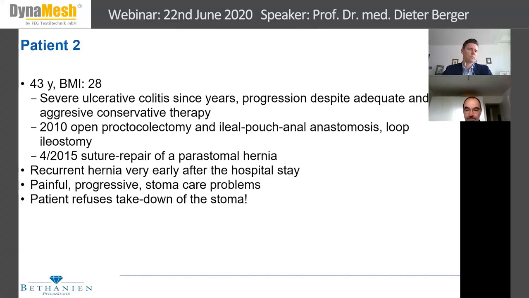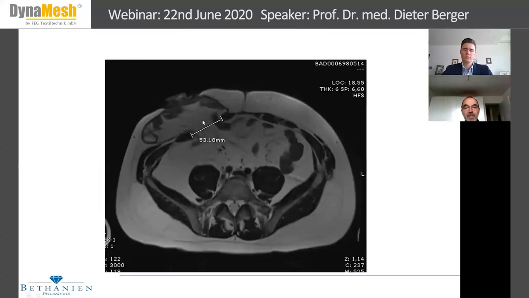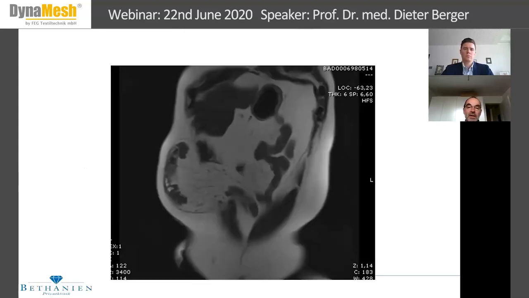And this is the right lower quadrant, and here you see a lot of small intestine in the subcutaneous tissue in the hernia sac. This is the defect in the other direction. So what would you propose to do?